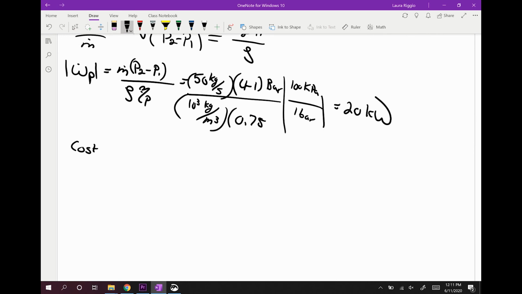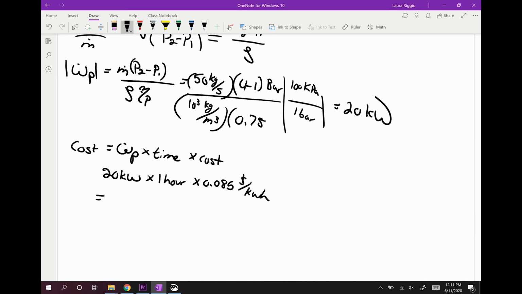So our cost is our power times time times cost, which is 20 kilowatts times 1 hour times 0.085 dollars per kilowatt hour, which comes to $1.70. So this lecture gave us a new way to calculate internally reversible work. And that is it for the course.